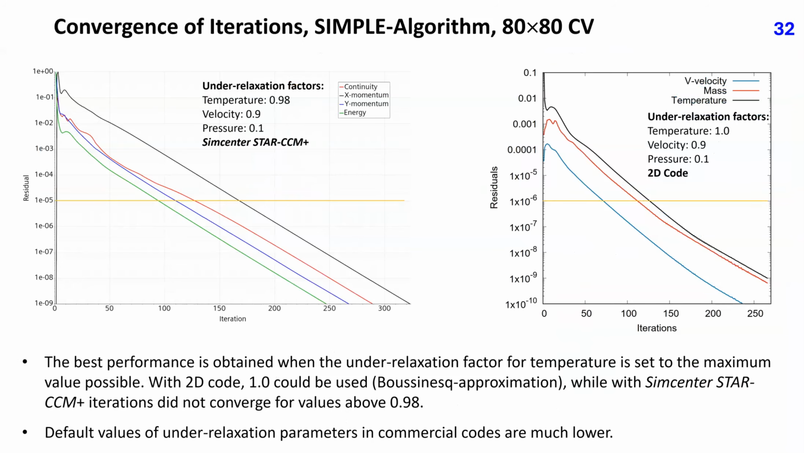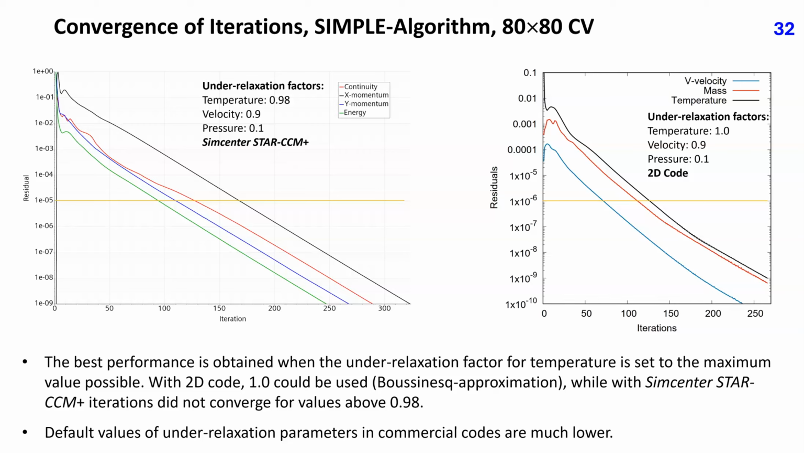In this test case, we are solving one additional equation for thermal energy conservation. The SIMPLE algorithm requires also an under-relaxation factor for temperature. Finding the optimum combination of under-relaxation factors for velocities, temperature, and pressure is more complicated than in the previous test case, where only the Navier-Stokes equations were solved.